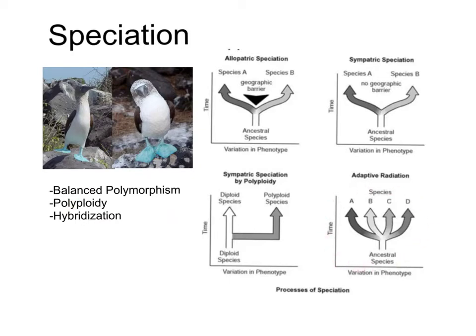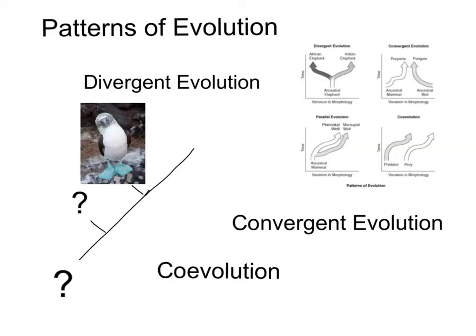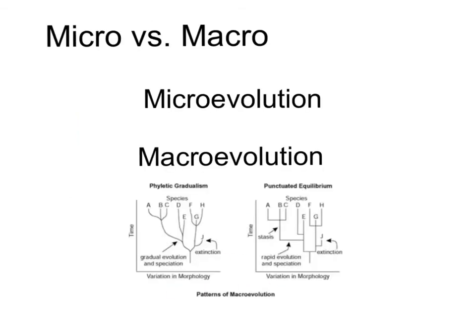Adaptive radiation is evolution of many species from a single ancestor. There are two isolating mechanisms. Prezygotic isolating mechanisms prevent the fertilization, and postzygotic isolating mechanisms prevent the formation of fertile progeny. Divergent evolution describes two species that originate from a common ancestor and become different over time. Convergent evolution describes two unrelated species with similar traits. In coevolution, one species responds to a new adaptation that appears in another species.